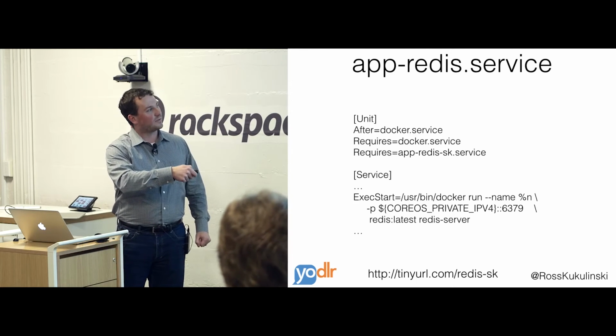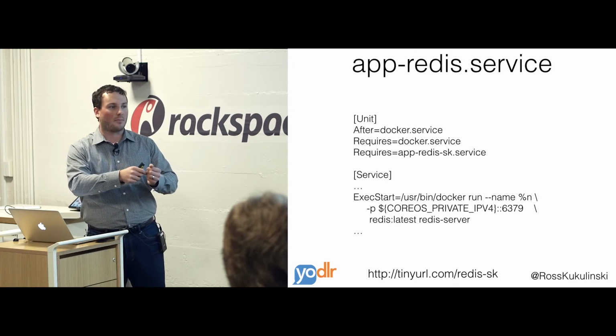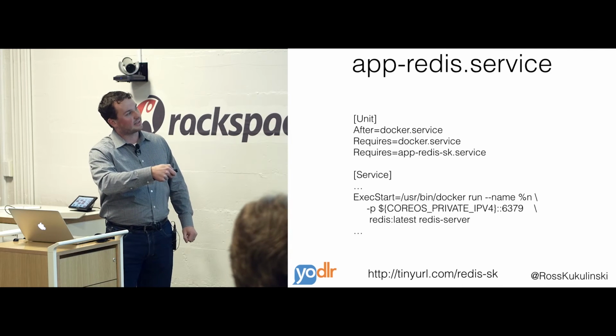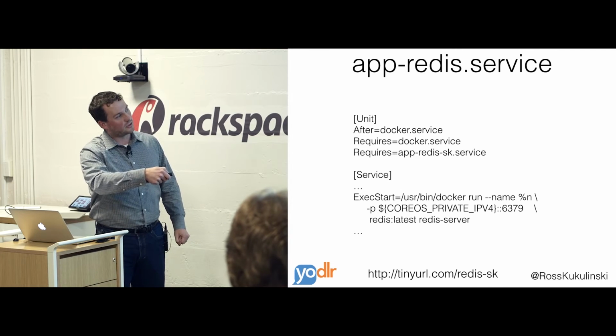And then in the service section are the commands that are actually run by systemd to start or stop or reload your service. In this case, our exec start is doing a Docker run. We're specifying the port that we're going to bind to, or specifically the IP address and the internal Docker port.